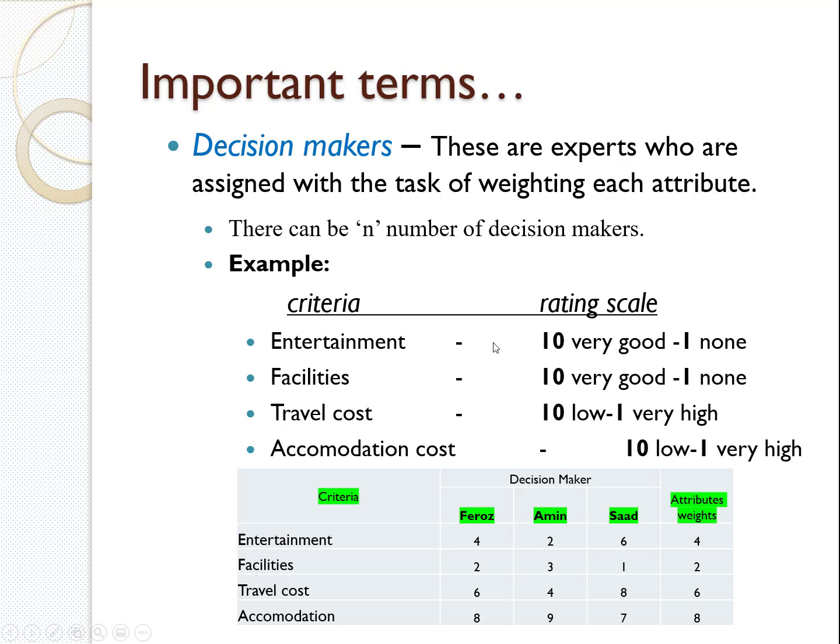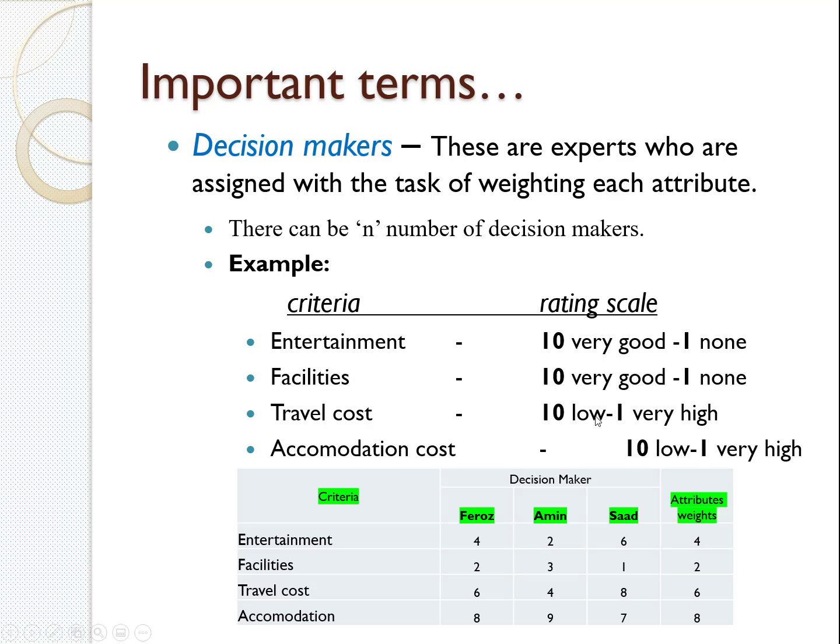So we will assign a rating from 1 to 10. 10 will be assigned to very good, 9 to good, and so on, in descending order. 1 means you are assigning a very low rating to this benefit criteria. Similarly, this is also a benefit criteria, so we assign 10 to very good, 9, 8, and 1 means you are assigning a very low rating to this criteria.